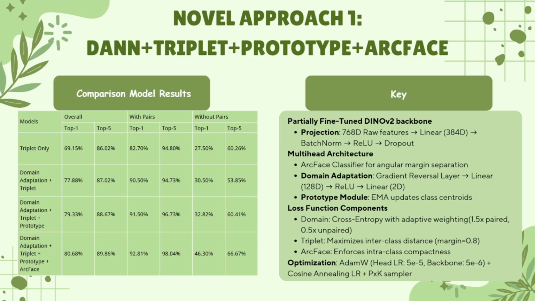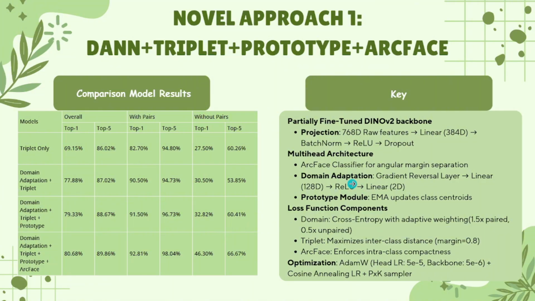Finally, ArcFace loss enforces tight angular separation between species in embedding space, and we weight domain adaptation at 1.5 times for paired classes and 0.5 times for unpaired, reflecting their differences in learning requirements.